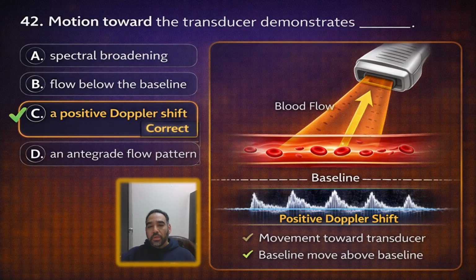And then D, an antigrade flow pattern. Antigrade means normal direction of flow in a vessel, and that depends on anatomy, not on the transducer position. So flow could be antigrade and still appear above or below the baseline depending on the probe orientation. So this is also not the correct answer or the best answer. If you think toward the probe, that relates to a positive shift, which relates to above the baseline, and away from the probe relates to a negative shift, which relates to below the baseline.